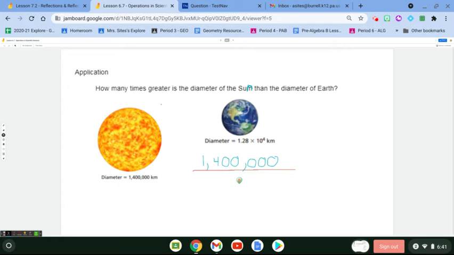So that 1.28 times 10 to the 4th, I'm going to slide my decimal point 1, 2, 3, 4 places. Tack on those 2 extra zeros. So that would be 128 with 2 extra zeros. So that would be 12,800. Okay, so I'm going to take those two numbers and I'm going to divide them.